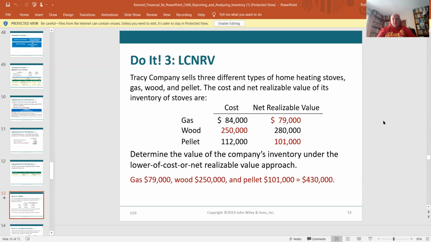Well, we're back on our famous lower of cost or market, or what they call net realizable value, which is the same as market. Here we have to figure out the value of the inventory. And I guess they're giving us the answer already, but realize all you do is pick the lower number. That's all there is to it. So our inventory is going to be 79, 250, and 101. Adds up to 430,000. That is our inventory.